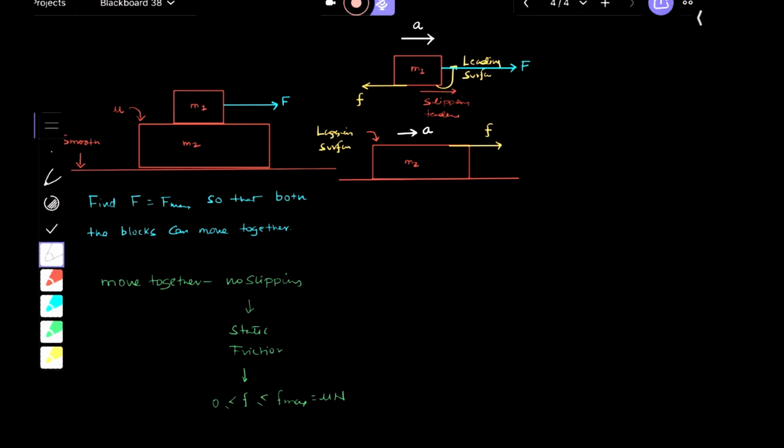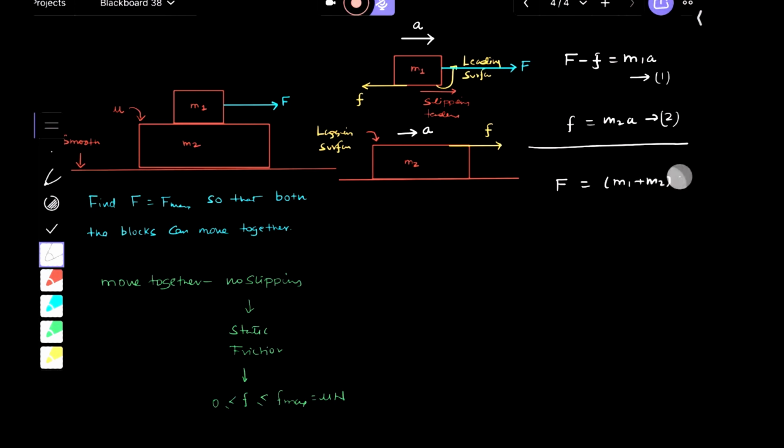Okay. So net force on M1 is going to be capital F minus small f, which equals M1 times A. Net force on M2 is just f, so that equals M2 times A. So this is equation number 1, this is equation number 2. If I add these two, small f is gone. So capital F equals (M1 plus M2) times A. So the acceleration with which both of them will be moving together will be F by (M1 plus M2).